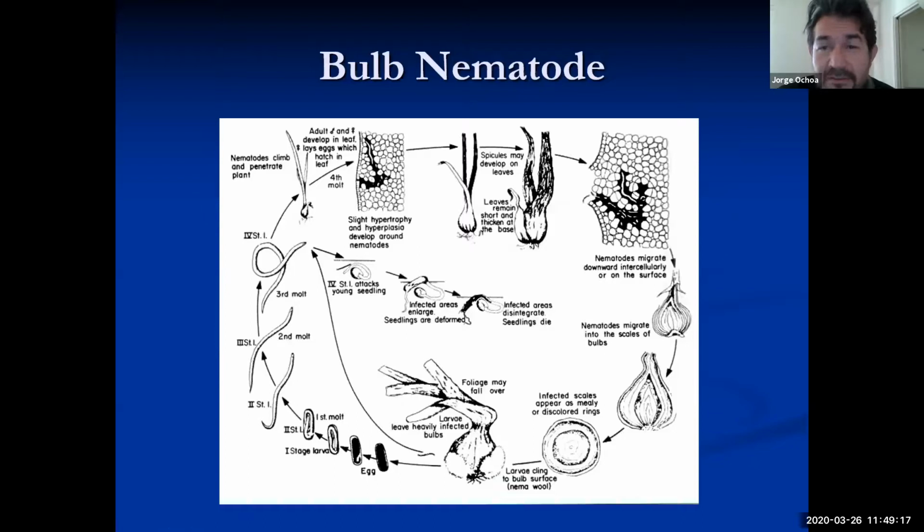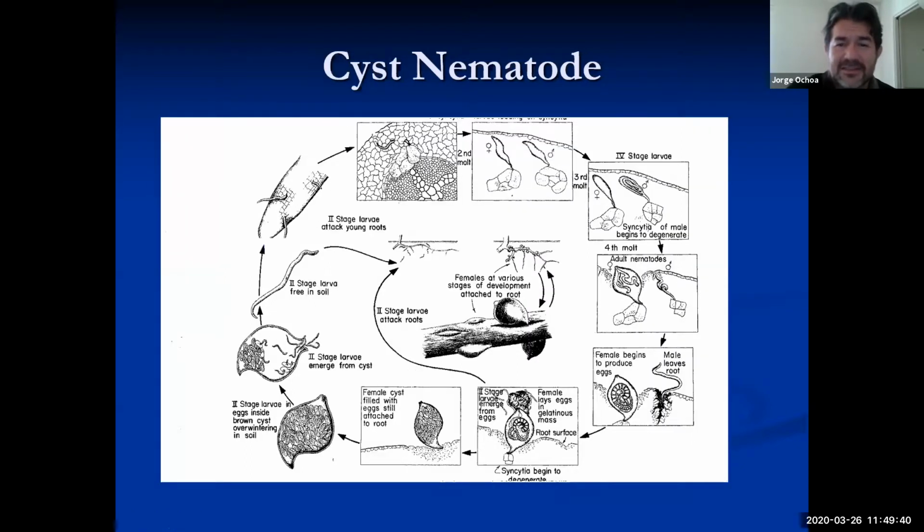The bulb nematode affecting onions is going to do something very similar. It's going to force its way into the bulb, move around, eat, and destroy the entire bulb. Or it may also affect some of the seedlings if they happen to be in close proximity. Or the cyst nematode. This is one that you will see. The size is about the head of a pin, so you will be able to see it with your naked eye.